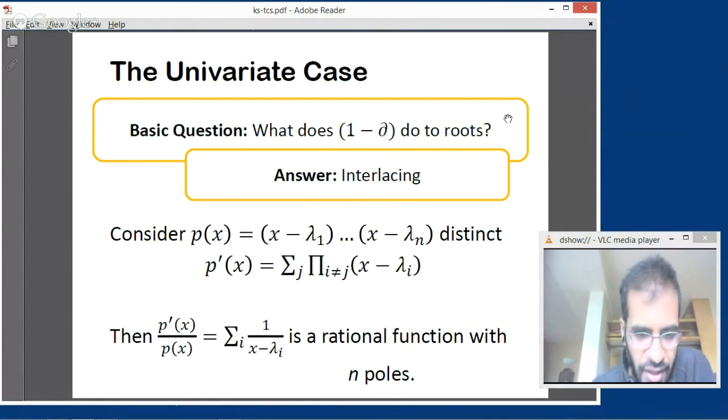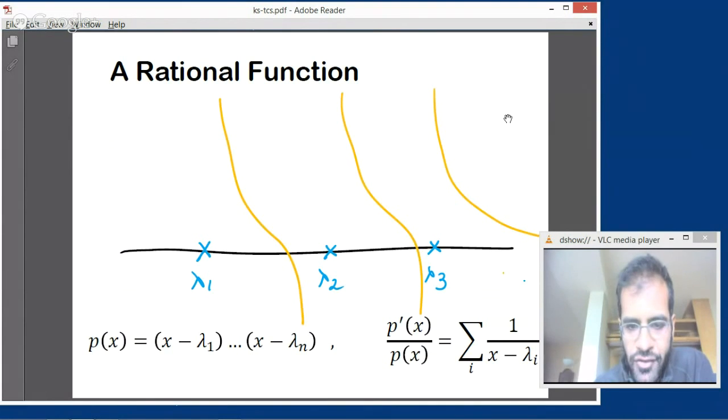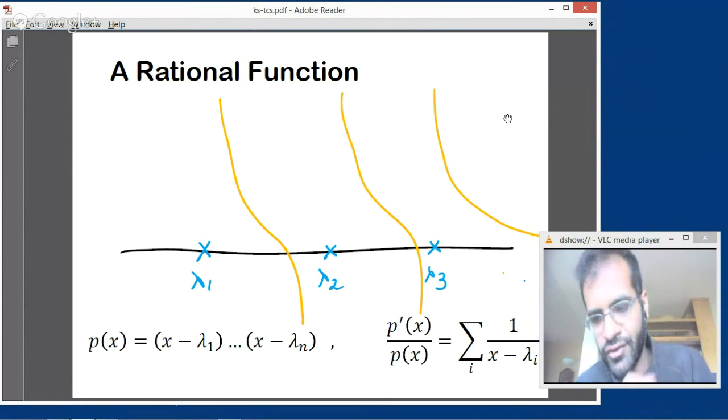And I'm going to study them by looking at an associated rational function, p prime divided by p. Okay? So p prime divided by p is equal to the sum of 1 over x minus lambda_i, where lambda_i are the roots of p. It's a rational function with n poles. Okay? So let's see what this looks like. So here's p. It has 3 roots, let's say, on the real line. And I'm going to be interested in this rational function p prime divided by p. So it looks like this, okay? It has poles at all of the roots. And after the last root, it is positive and goes to 0 as x goes to infinity.